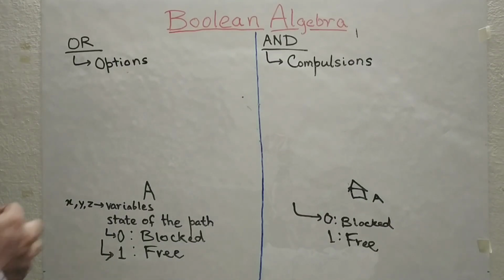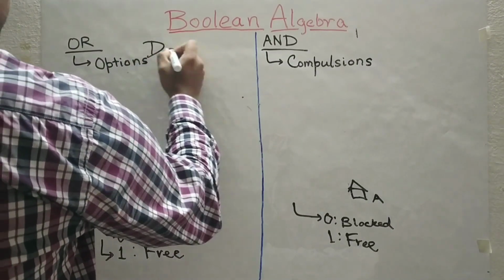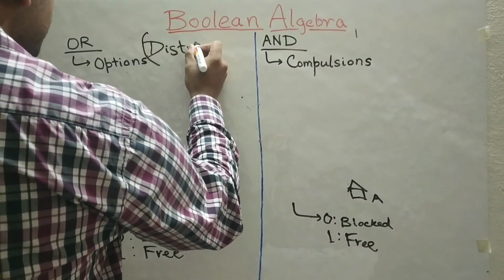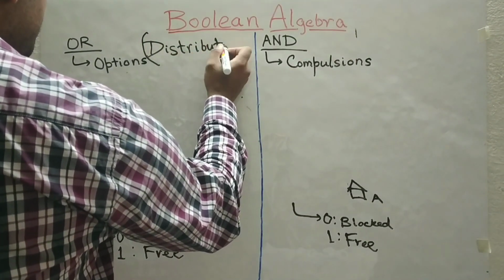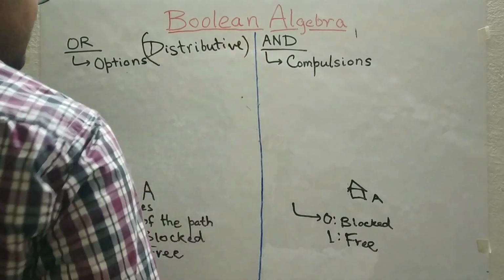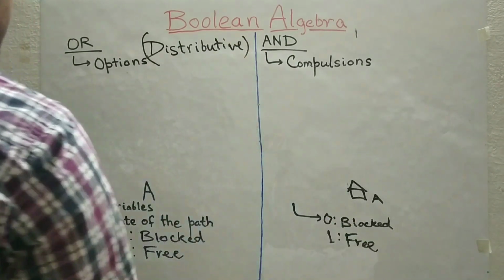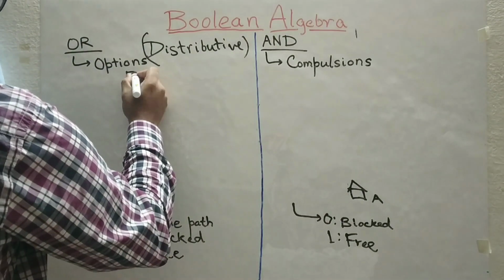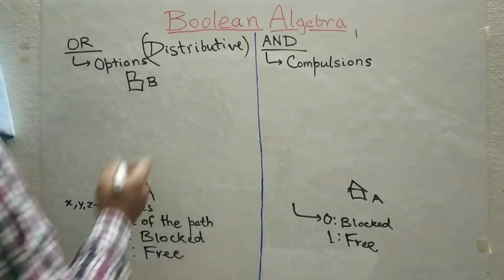Now we'll discuss the distributive property. The distributive property of Boolean algebra. So this is our building. This is our office building B.